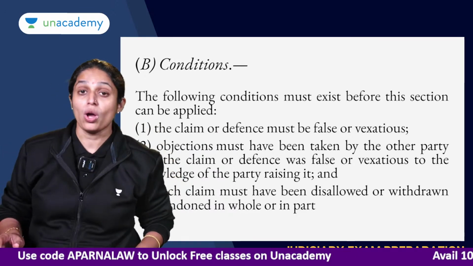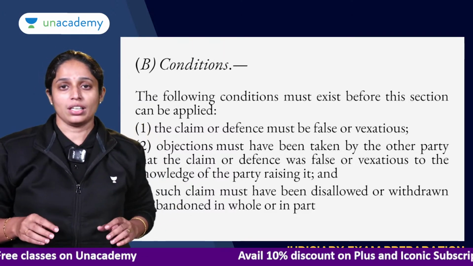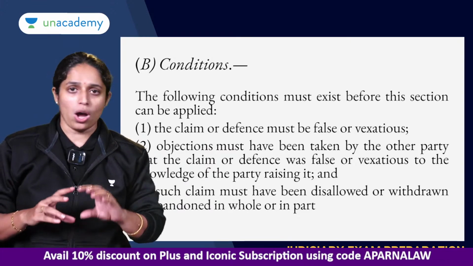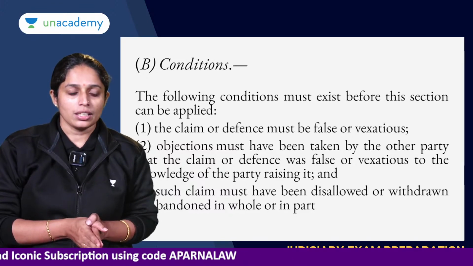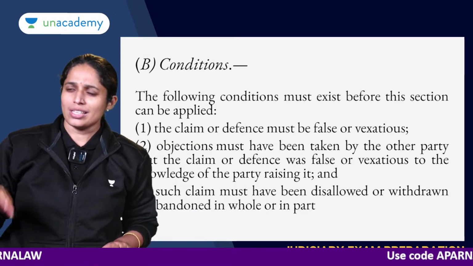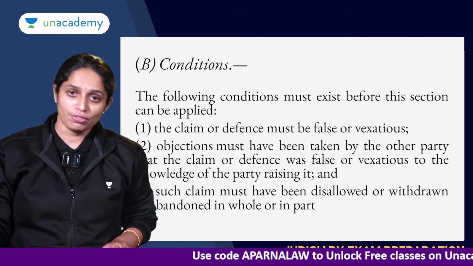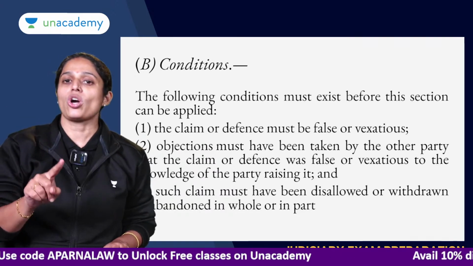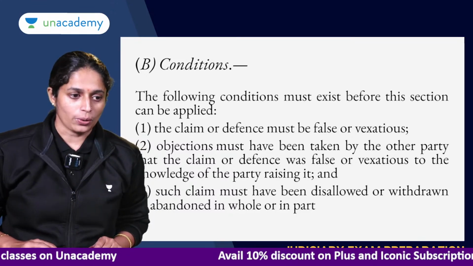It should have either disallowed, or the parties might have withdrawn that, or the parties might have abandoned the whole claim or abandoned the part claim, withdraw the whole suit or withdraw the part claim. So, it could be any possibilities, okay, but the ultimate outcome of this suit is some false or vexatious claim has been filed, or some false or vexatious defense has been filed, due to which the other party, the genuine party, is getting the compensation in the nature of a cost under section 35A. Okay?